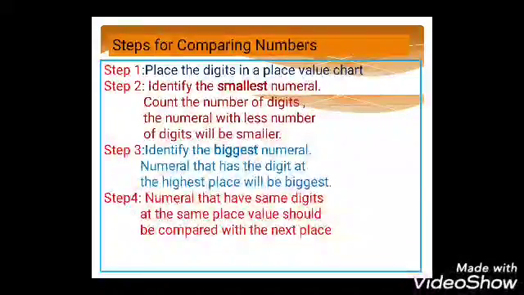So what are the steps of comparing numbers? Place the digits in the place value chart. Identify the smallest numeral: count the number of digits. The numeral with fewer digits will be smaller. Step 3: identify the biggest numeral. The numeral that has the digit at the highest place value will be biggest. Numerals that have the same digits at the same place value should be compared at the next place.